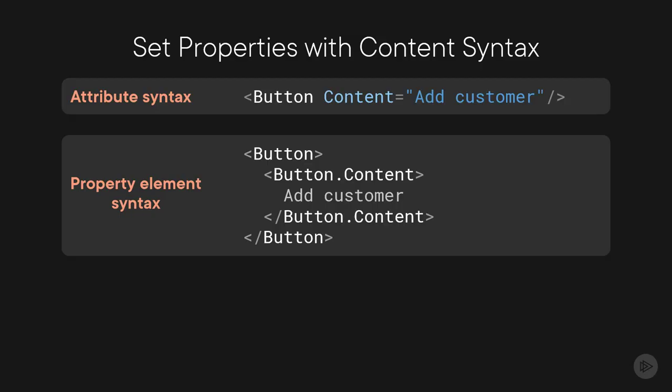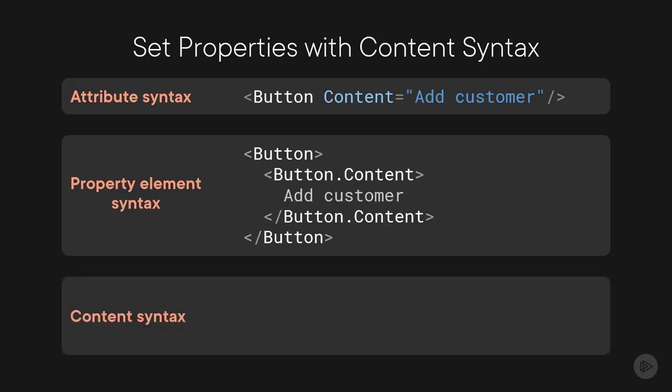of the property element. The syntax that I want to show you in this clip is the content syntax, that is also known as content property syntax. It means that you can place content directly inside of an object element. In this case, you place the text @customer directly inside of the button element. Actually, this content syntax is like the property element syntax. You just omit the property element, which would be in this case button.content.